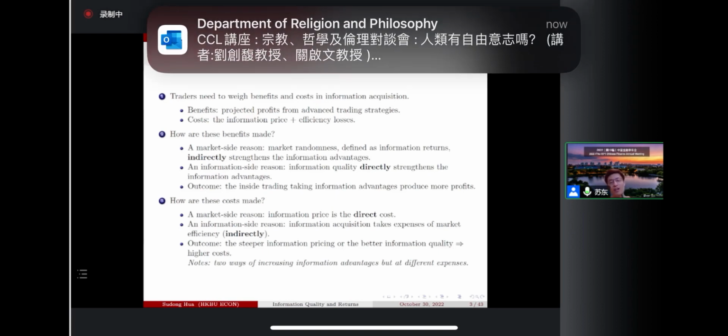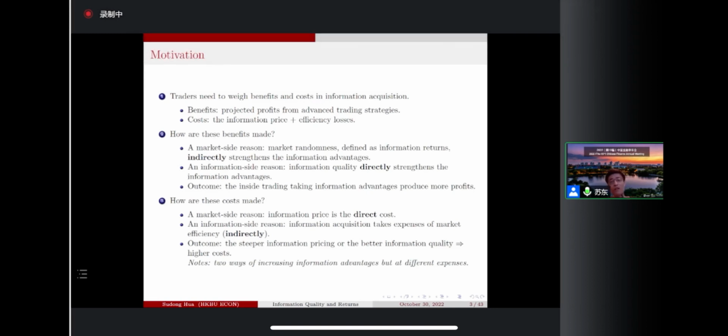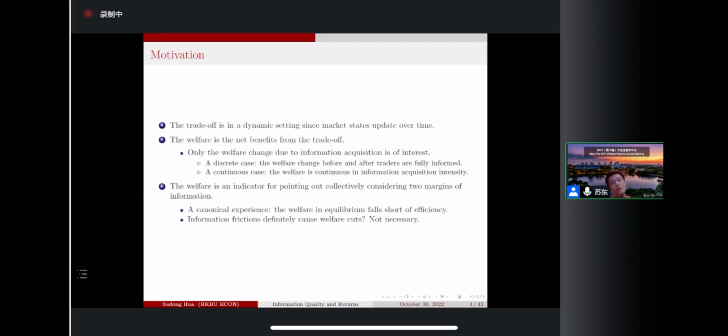So I have two ways of increasing information advantages: purchasing information of better quality, or information with higher returns, but the expenses are different. If I want better quality information, the cost is higher at the same time. But if the information gives me high returns while the costs are capped and not affected so much, then there's a trade-off between these benefits and costs. The model is in a dynamic setting, but actually I just roll the Grossman-Stiglitz model to the infinite period, because the market states update over time.